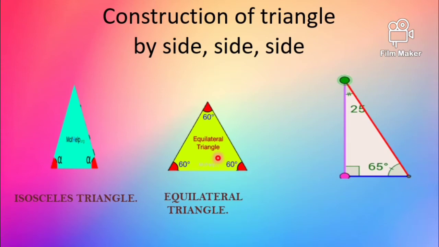Then in third figure, in this triangle the three sides are of three colors, the pink, red and blue, and the length of these three sides are not equal. It means all sides are different in length. If a triangle has no equal sides, so according to the definition, this type of triangle is called a scalene triangle, a triangle with no equal sides.